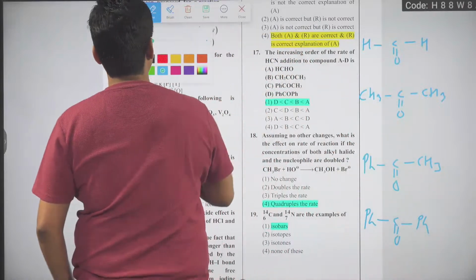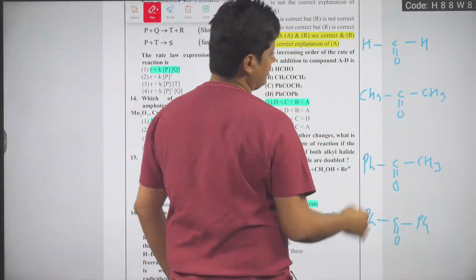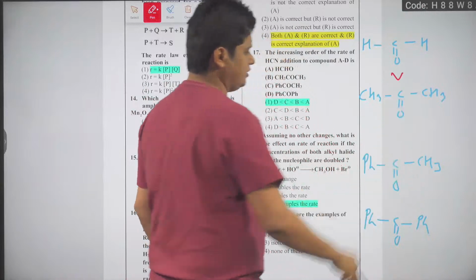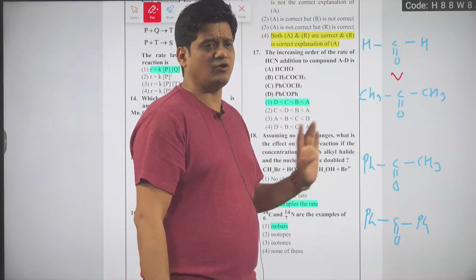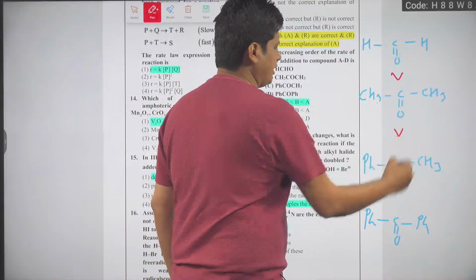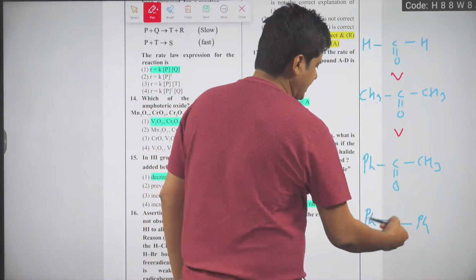Very easy question. Nucleophilic addition reaction. The first one is aldehyde and others are ketones. So aldehyde is more reactive than the ketones. All these three are ketones. So aliphatic versus aromatic. Aliphatic is more reactive than aromatic. Now these two are aromatic. So how to check? This side, both sides aromatic ring present.